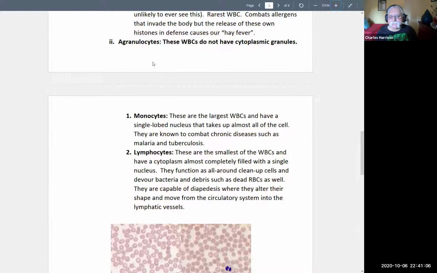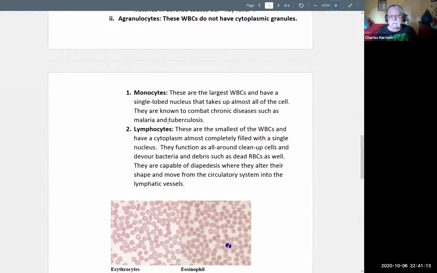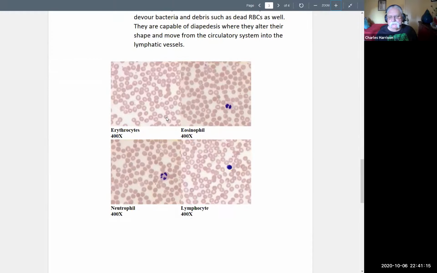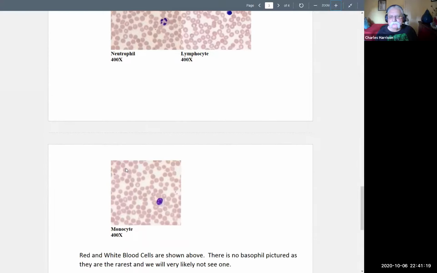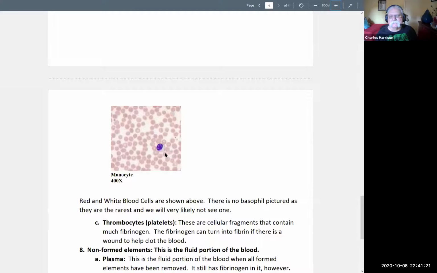Agranulocytes do not have the granules, typical. There are two types of agranulocytes, a monocyte and a lymphocyte. Here's the monocyte first. The monocyte has one large nucleus. It's the biggest of the white blood cells. Compare it to the size of the red blood cell next to it.